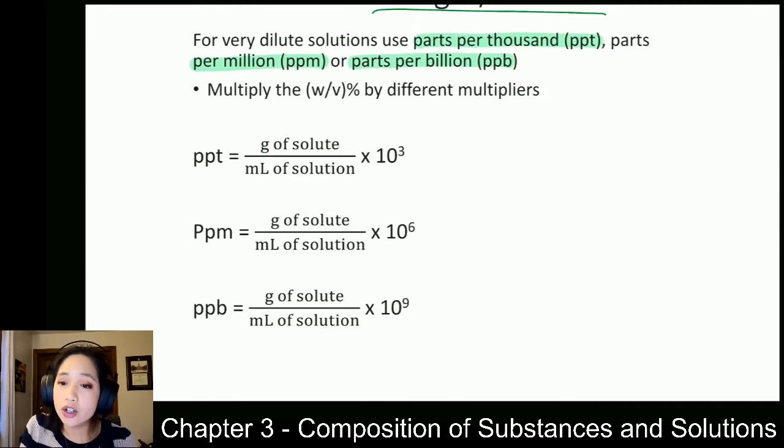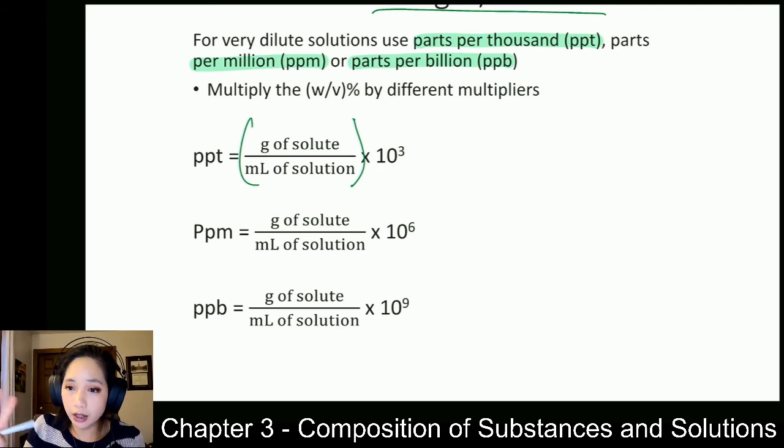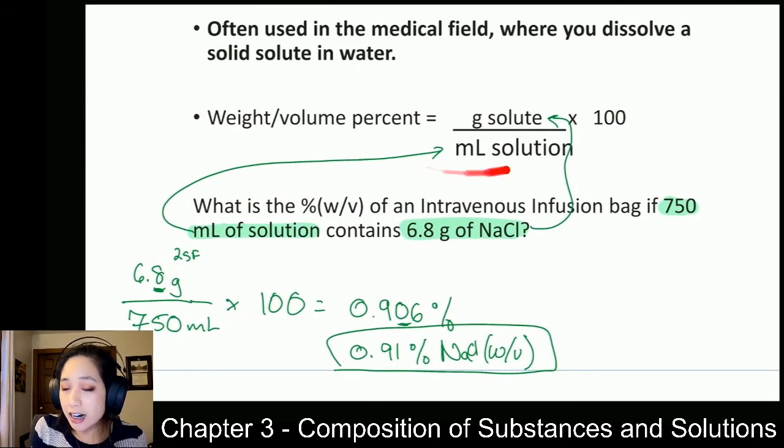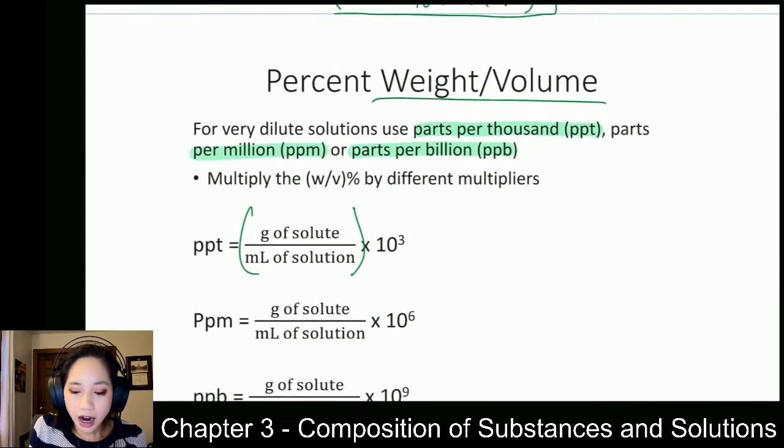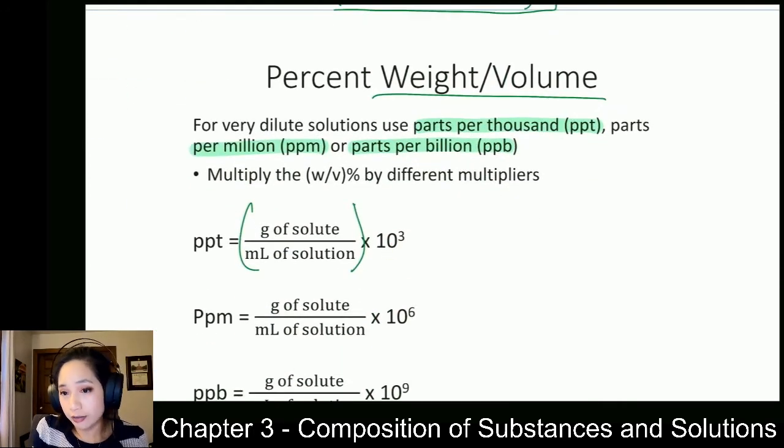The equation to calculate these different concentrations is essentially you take the weight volume portion of our weight volume percentage, but then apply different multipliers to it. To get to parts per thousand, you multiply this number, your weight volume, by 1,000. So 10 to the 3, that's 1,000.